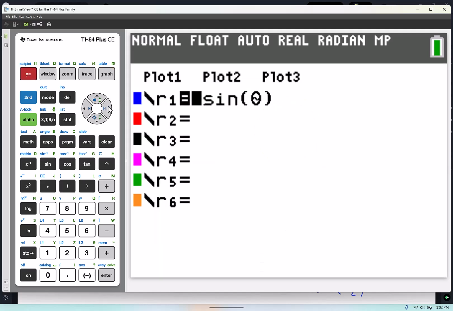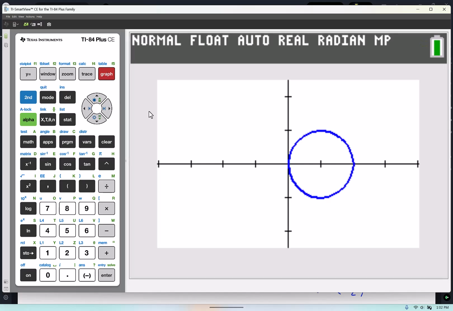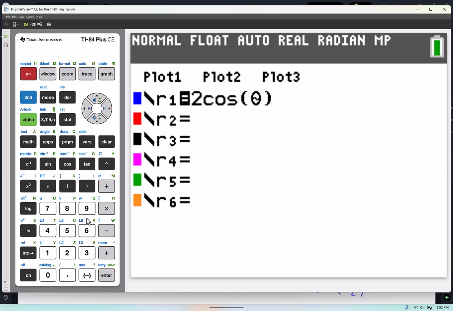I'm going to change the sine to a cosine. What do you think is going to happen? It's going to be on the x-axis now. Look at that. The center is at (1, 0). Look what happens if I make this 5. Check it out, guys. If I make this 5, the diameter is 5. Where's the center of the circle? 2.5. Look at this. I push graph.